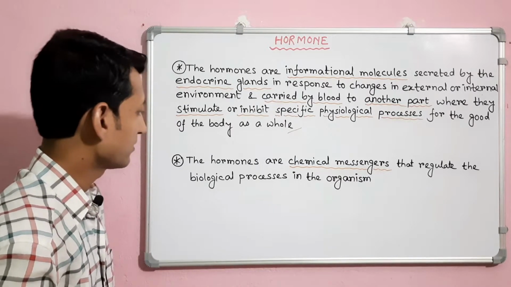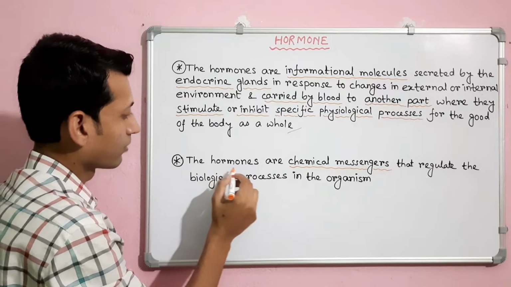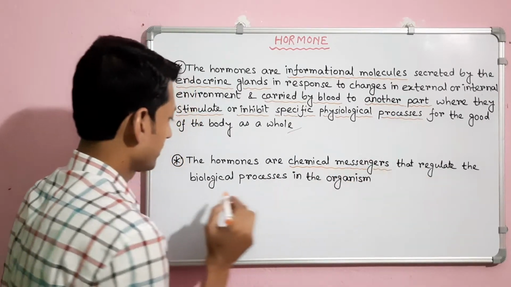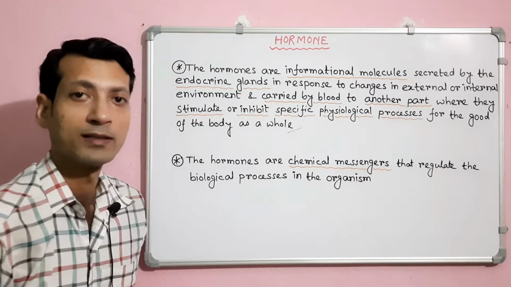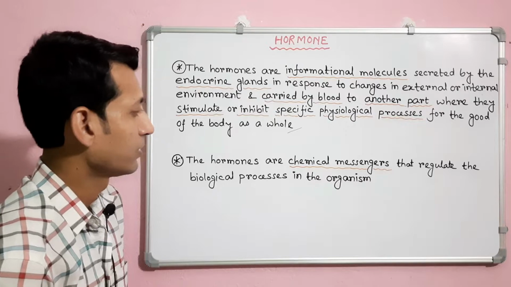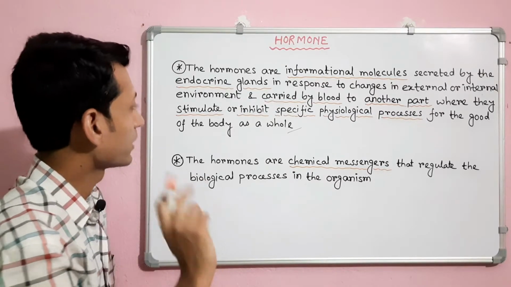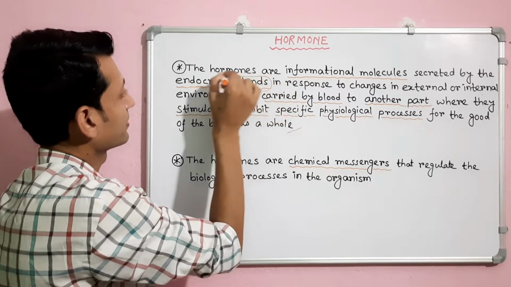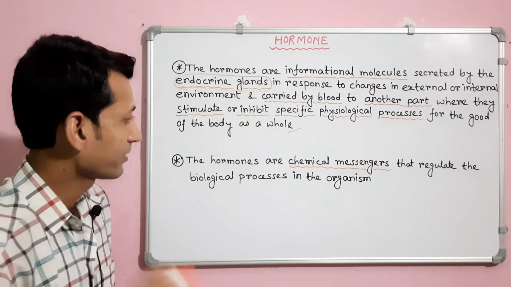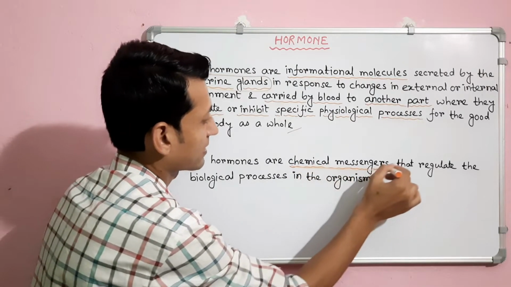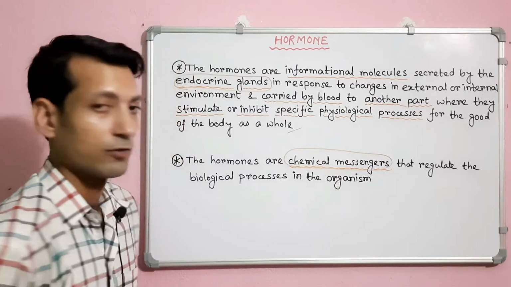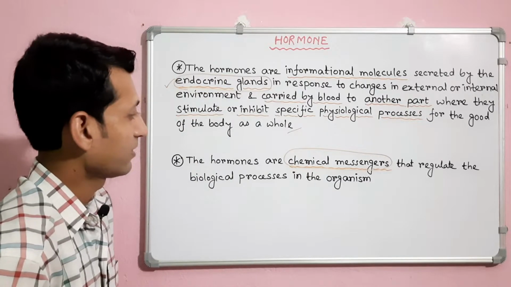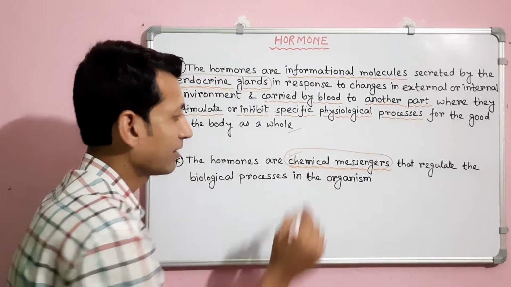The second definition, the hormones are chemical messengers that regulate the biological processes in the organism. So you see there are two important terms: endocrine glands and chemical messengers. So first we will know what are endocrine glands and what are chemical messengers.